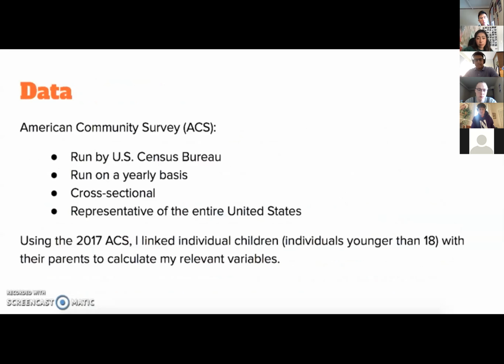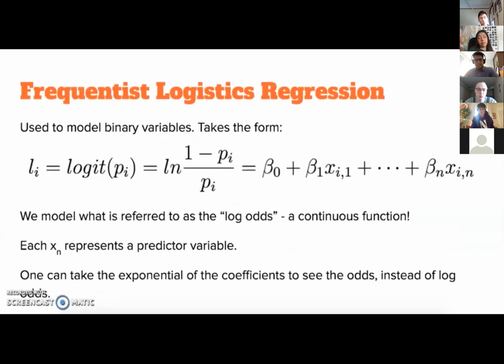It's cross-sectional and representative of the entire United States. So kind of looking at this binary outcome of whether or not a child has healthcare coverage, modeling it in a frequentist sense, you don't say that just the probability of healthcare coverage is a function of all your indicator variables, but rather you look at the log odds or the logit of P, because this is a continuous function and you say that that is a function of all of your different predictor variables.